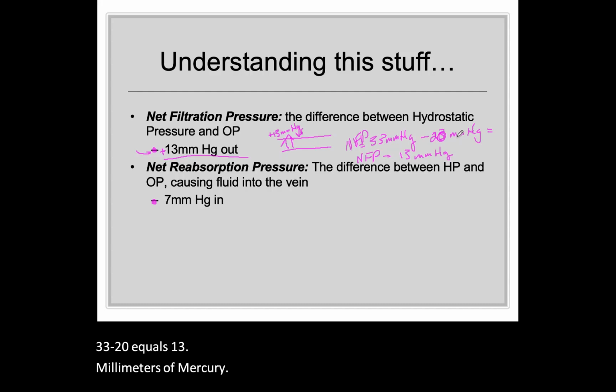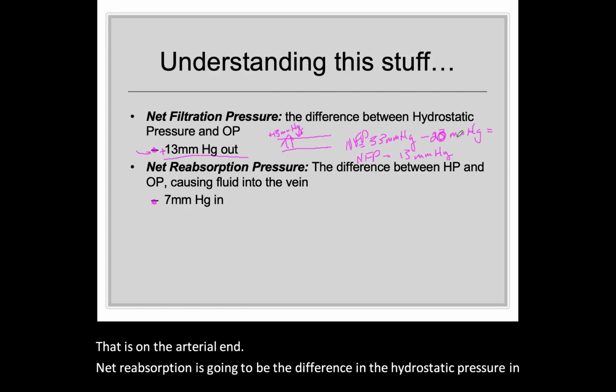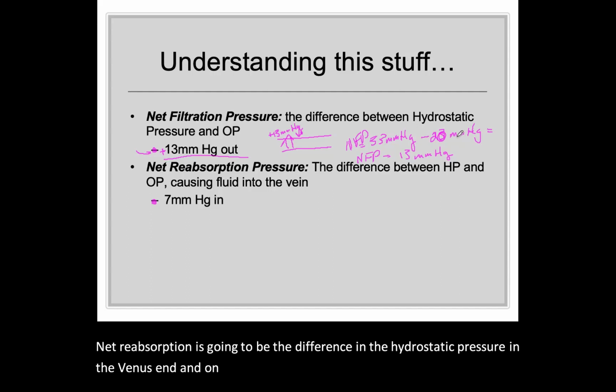Equals 13 millimeters of mercury. That is on the arterial end. Net reabsorption is going to be the difference between the hydrostatic pressure at the venous end and the oncotic pressure, which we know does not change.